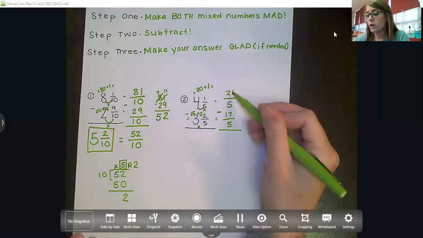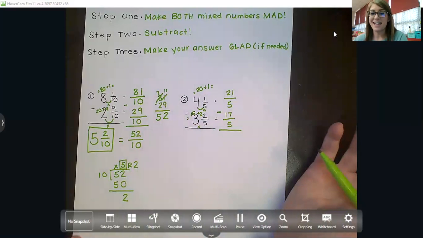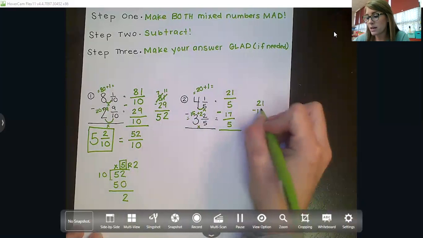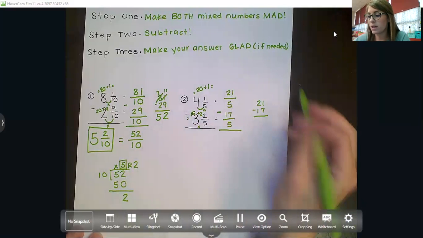All righty. 21/5 minus 17/5. Can I subtract that now? Yes, I can. Very good. All right, so again, I'm going to pull this over here, 21 minus 17, just so I'm working with those numerators and I don't let those denominators mix me up.